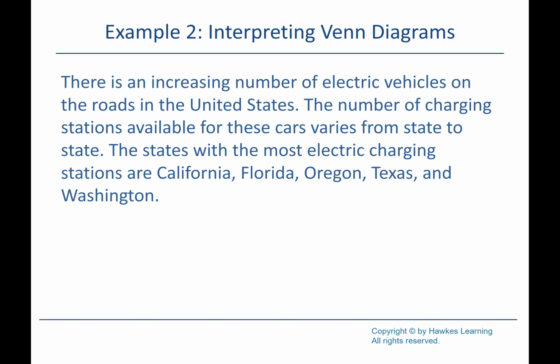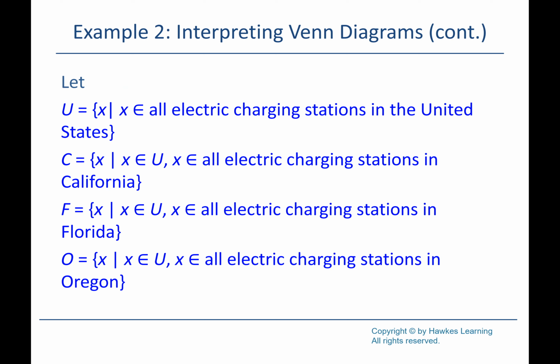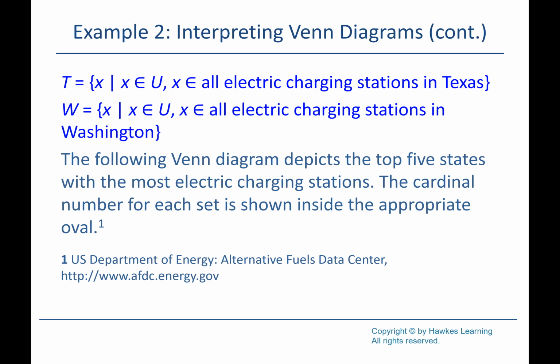Okay, and then got a few sets here we're thinking about. So our universal set U, we're thinking about all the electric charging stations in the United States. And then the other ones, once you see one of them, they're kind of self-explanatory. The set C is going to be all the electric charging stations in California. F is all the charging stations in Florida. O is all the charging stations in Oregon. So we're naming them by the first letter of the state. T is all the charging stations in Texas. W is all the charging stations in Washington.